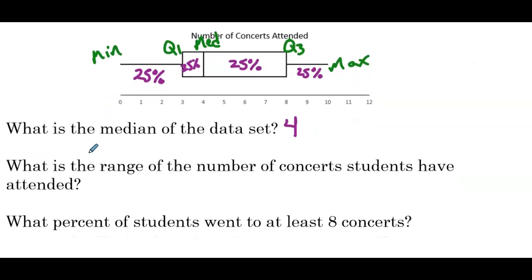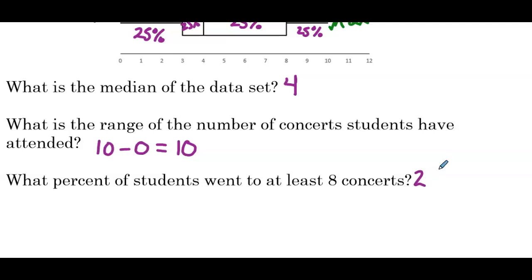What is the range of the number of concerts students have attended? So the range, not the interquartile range, just the normal range, is the max minus the min. So this is 10 minus 0, which is 10. What percent of students went to at least 8 concerts? Okay, so at least 8 concerts would be from here all the way to the maximum, which is this part of the box plot, which we've already identified is 25% of the students. So the answer is 25%.